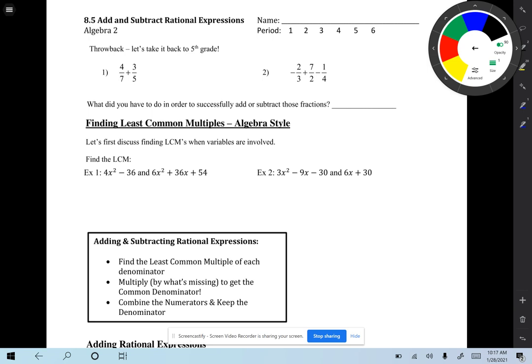Hello, Algebra 2 students. Today we will be doing 8.5, add and subtract rational expressions.